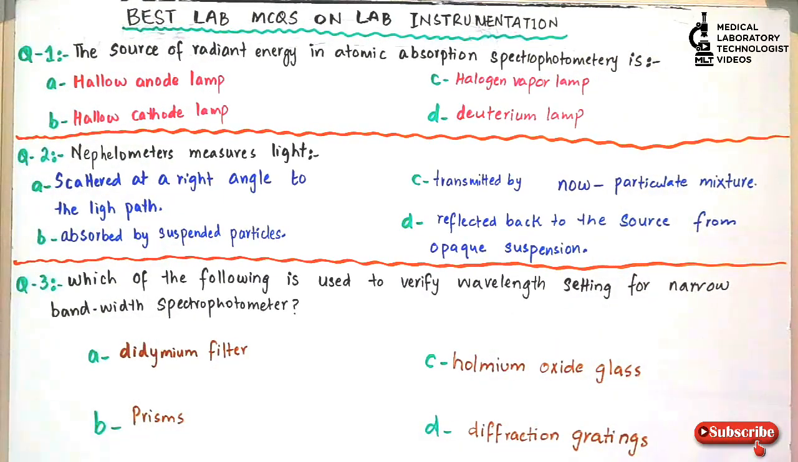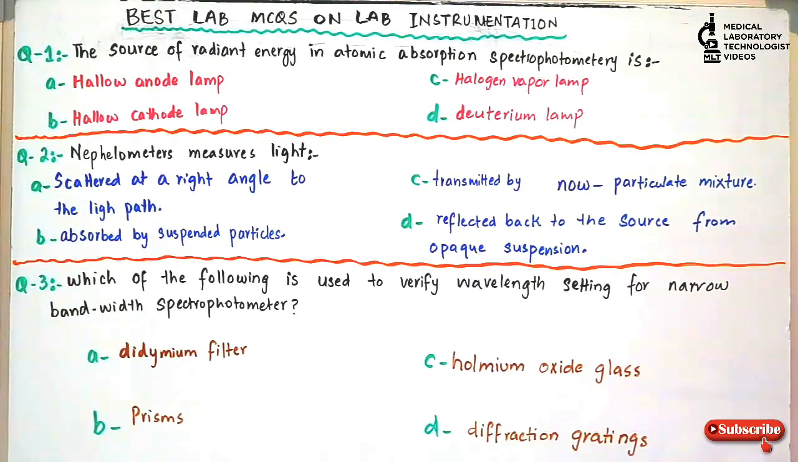Question number 2. Nephelometers measure light. Option A, scattered at a right angle to the light path. Option B, absorbed by suspended particles. Option C, transmitted by no particulate mixture. Option D, reflected back to the source from opaque suspension. And the answer for this question is option A. Nephelometers measure light scattered at a right angle to the light path. This is actually the principle of nephelometers.